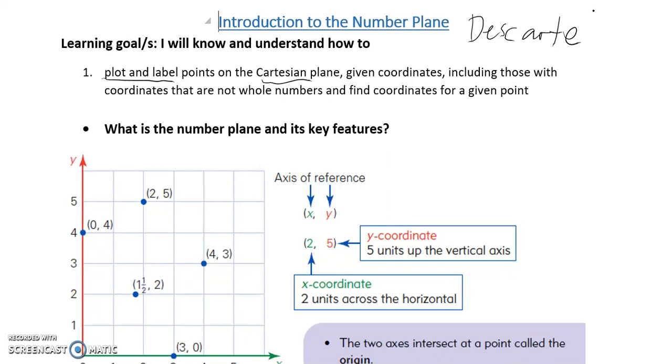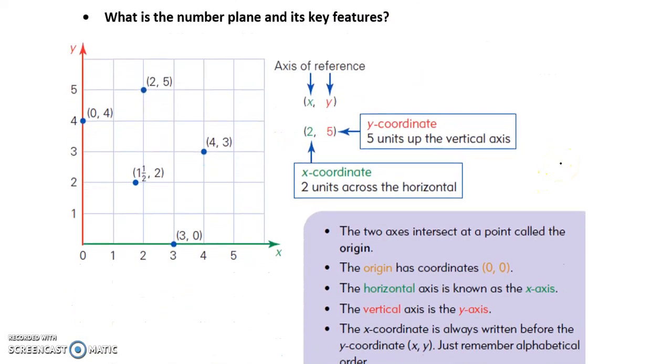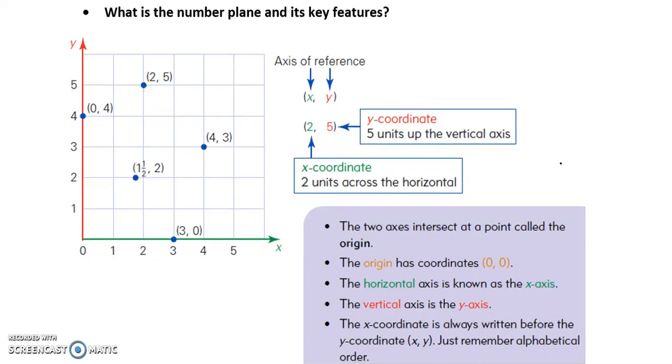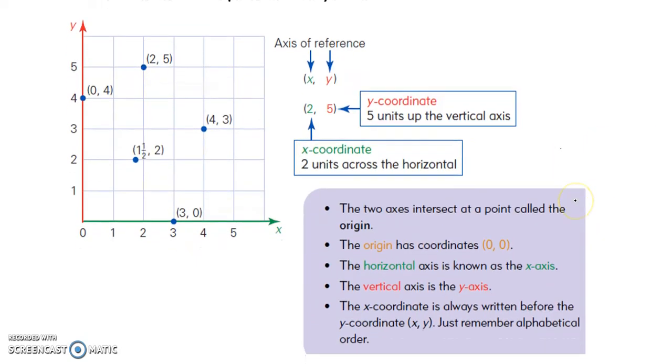And so we want to be able to plot and label points if we're given coordinates, including some that are not integers, and we want to be able to find coordinates for a point. Okay, so before we do any of this, we need to know what coordinate means, what point means. Okay, so the number plane has some key features, so we're going to have a look at them here.